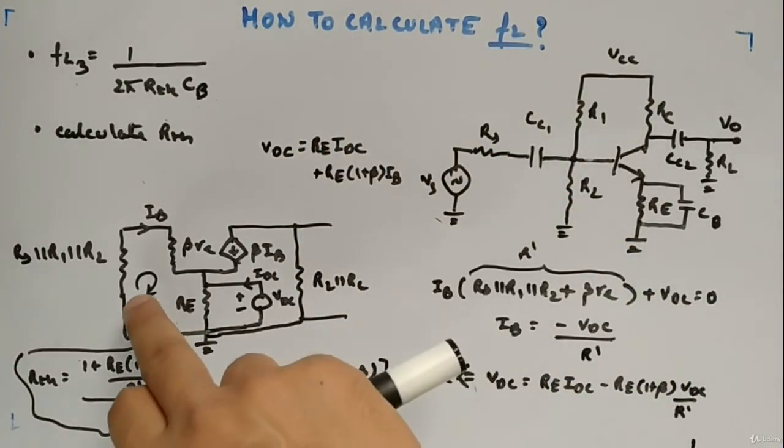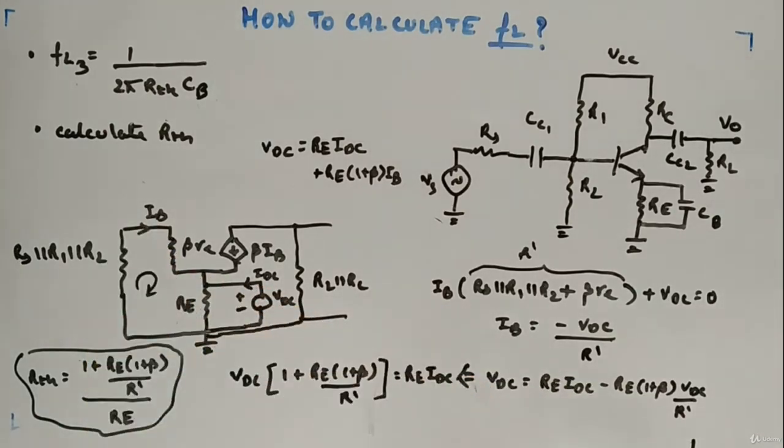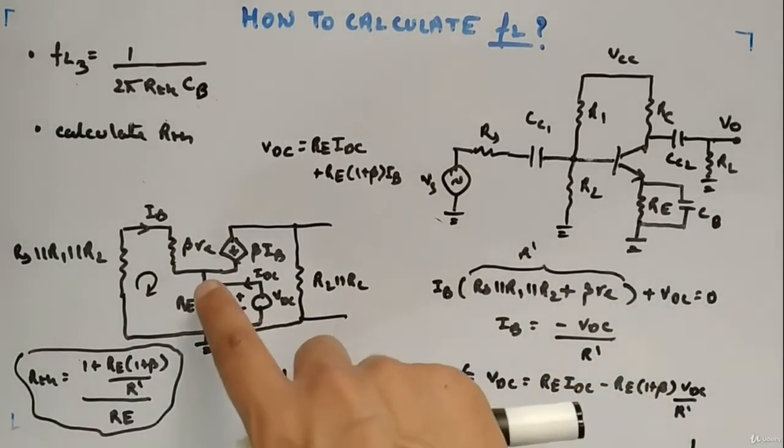So here if you apply KVL with this branch, you will get the drop across this: RS parallel R1 parallel R2 into IB, plus beta RE into IB, plus VDC.